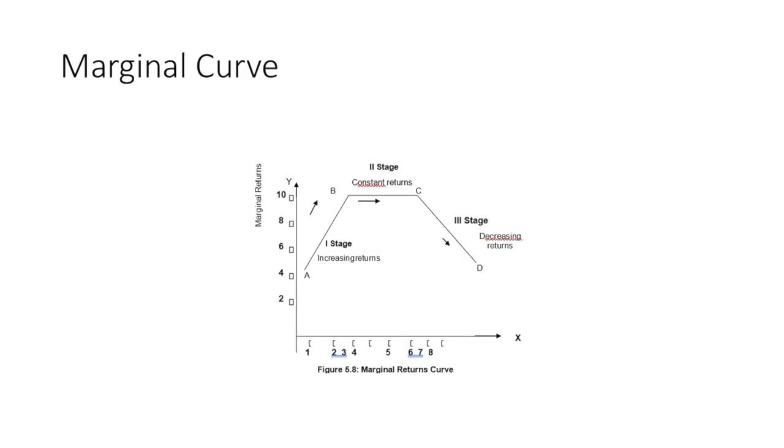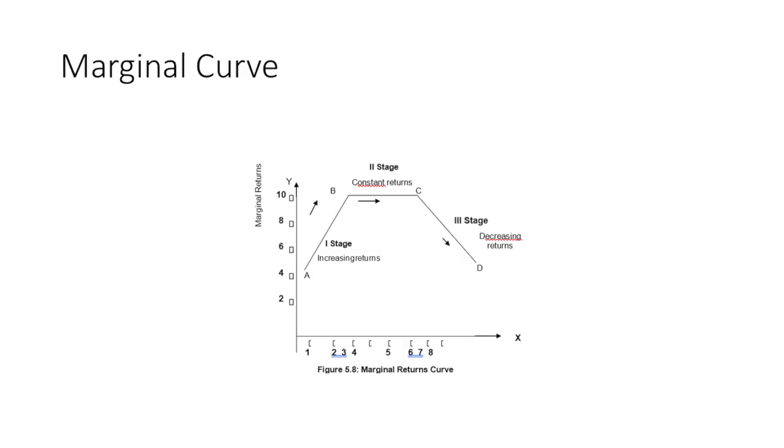We can see 3 stages. One is increasing returns to scale, the second is constant returns to scale, and the third is decreasing returns to scale. We can see from A to B, the slope goes upwards. There is an increase in production, and maximum output is produced.